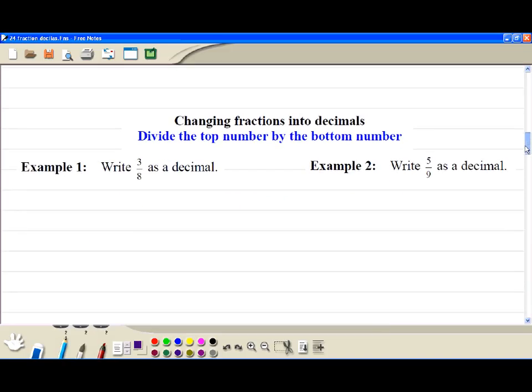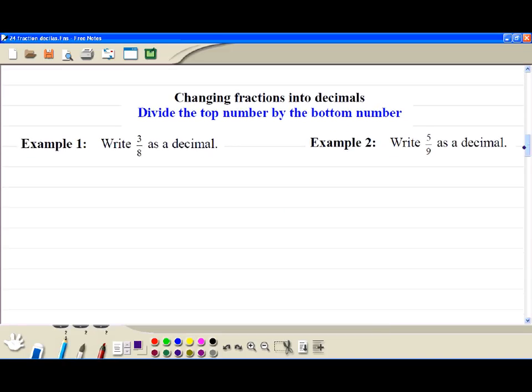Now we're going to change fractions into decimals. What we do, just divide the top number by the bottom number. So here we have 3 divided by 8, so we write 3 here. Now we can divide by 8. So we're going to use the long division method. How many 8 can go into 3? 0. So we write 0 here. Then we put the decimal point, and after the decimal point we put a 0 here.